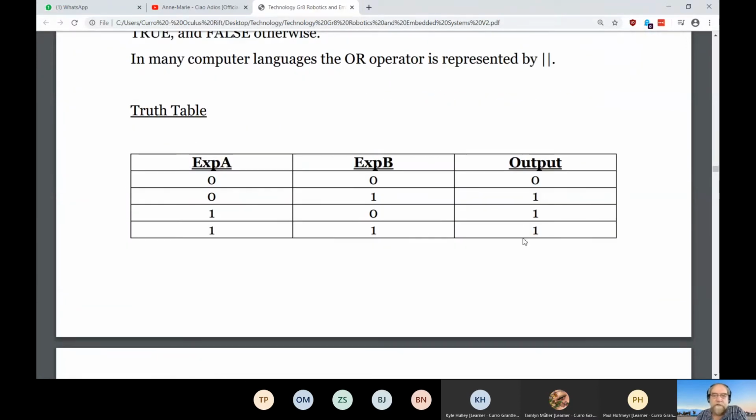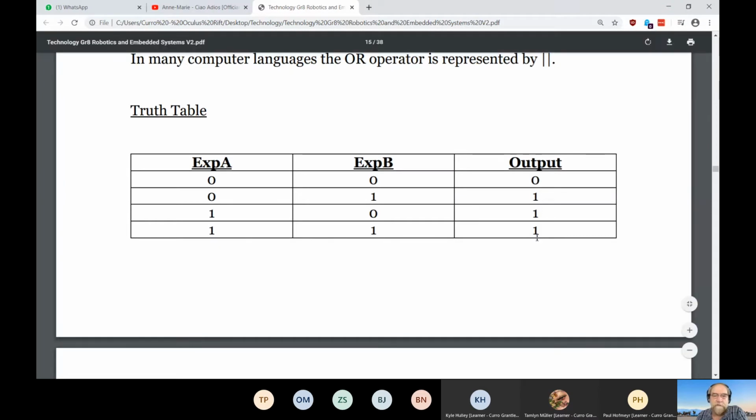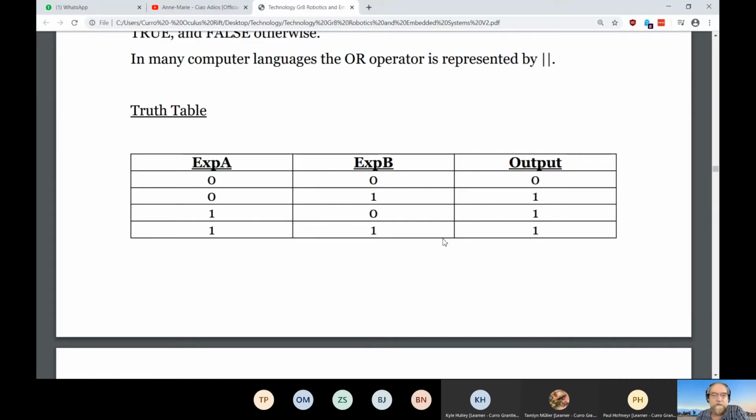You remember with AND, we only had a 1 at the bottom. We needed 2 truths to get a true for an AND. But for an OR it's different. Any true on the left or the right or both, it doesn't matter. The word OR gives it away. Left or right, if either one of those is true or both, it doesn't matter, you will get true.